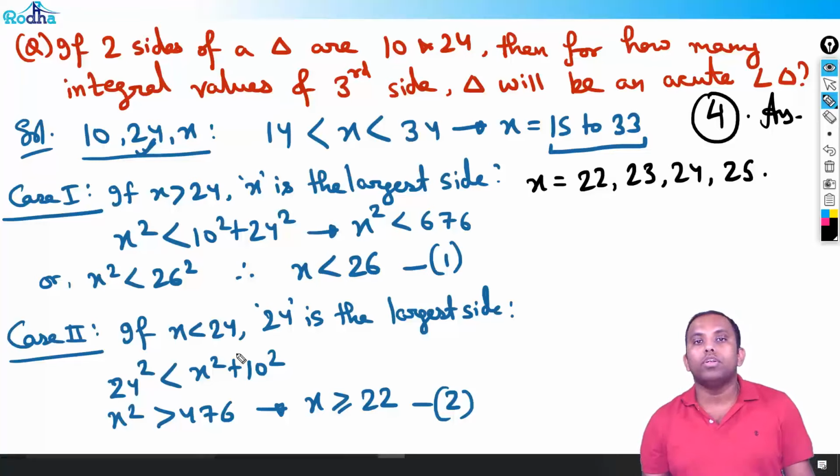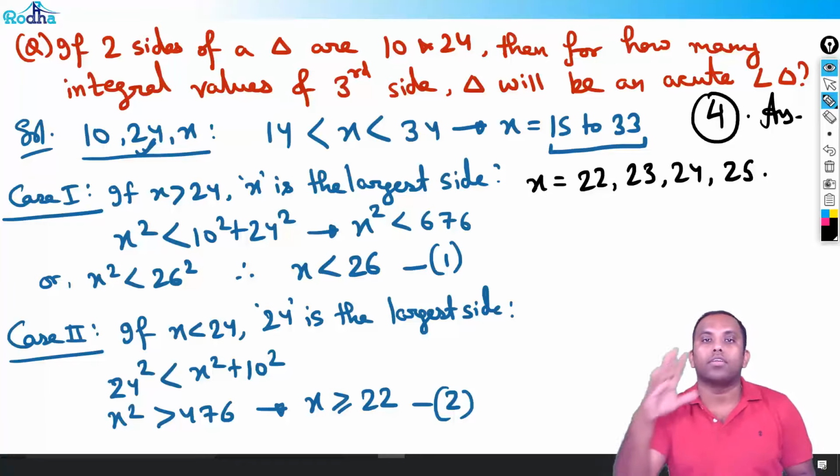In the next video, we'll discuss what happens if the perimeter is given, that is, how to find the number of triangles, scalene triangles, that can be formed when the perimeter is given. That means the sum of all three sides is given.